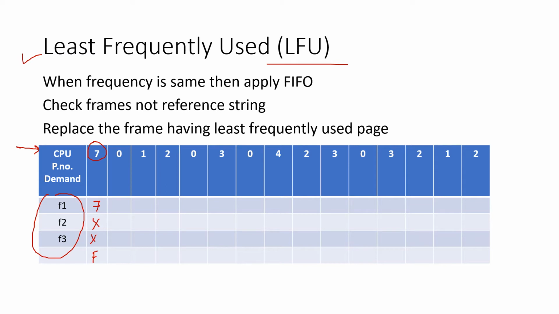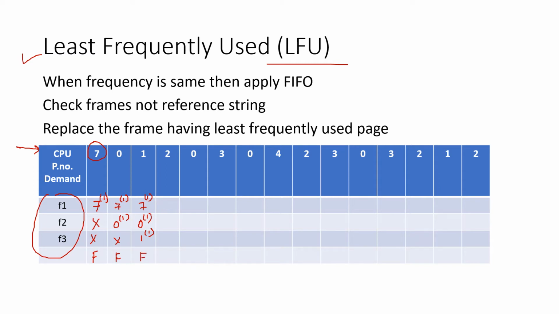Now here, every time, it is better to write the frequency. 7 is entering the first time, so we'll write 1 in the bracket. It's the frequency of that particular page number. So next is 0. We'll write 7 with 1, then 0, first time it is entering, then this is a fault. Then next is 1, so we will write this 1. Now your main memory is full.